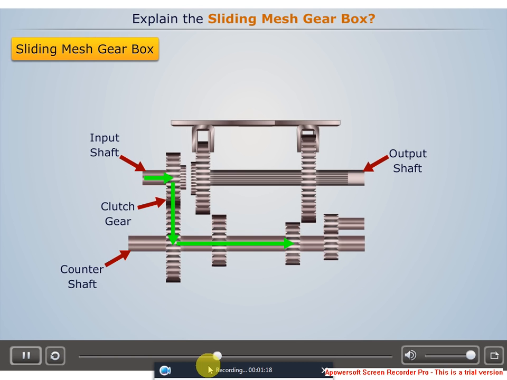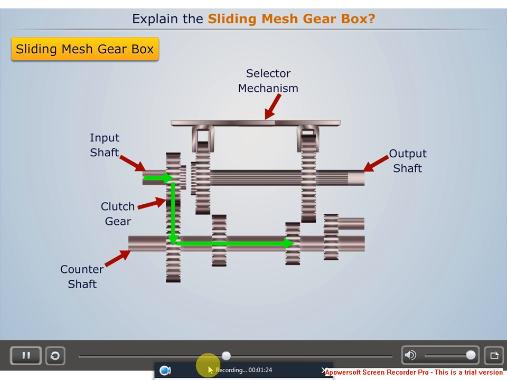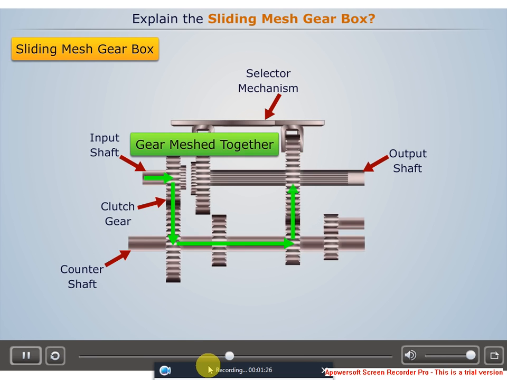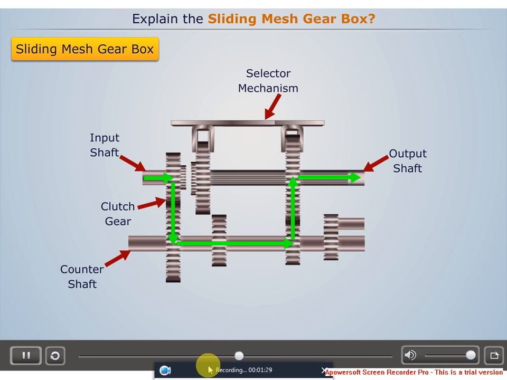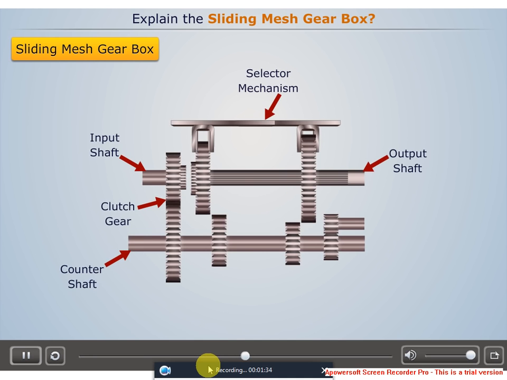Now with the help of a selector mechanism, the gears on the splined output shaft are moved left or right to mesh them with appropriate lay shaft gears and achieve the required speed. This gearbox is also known as crash type gearbox. Let's see the gear arrangements for different gears. Let us number the gears 1 to 8.